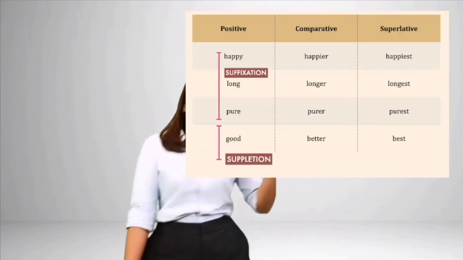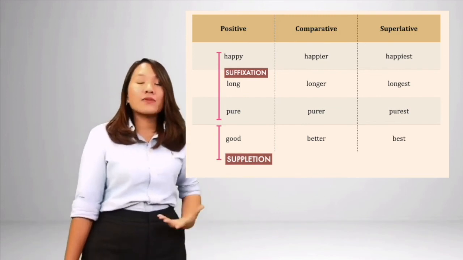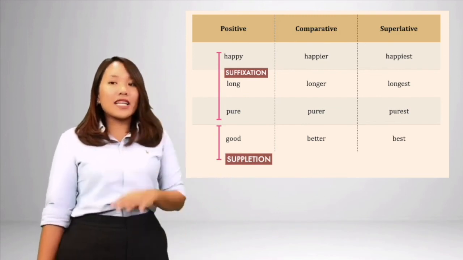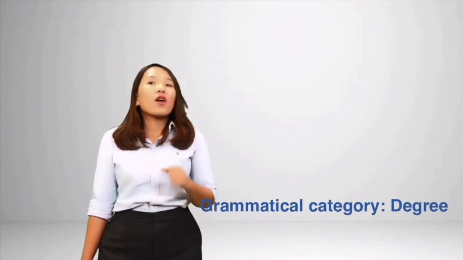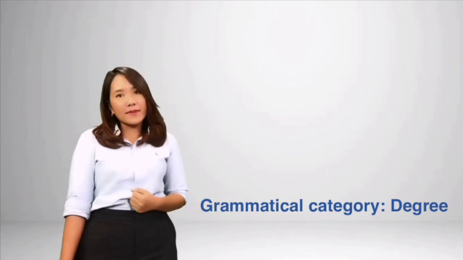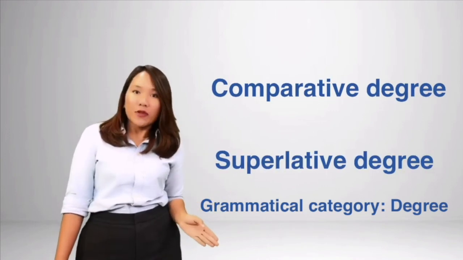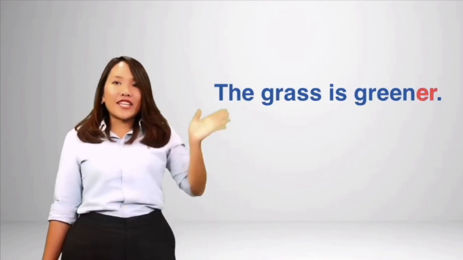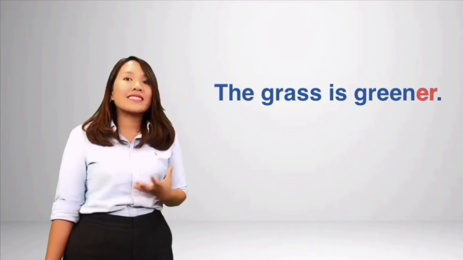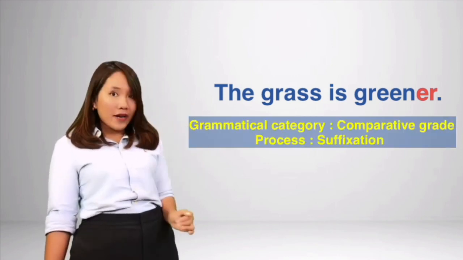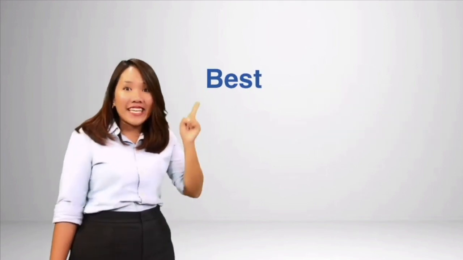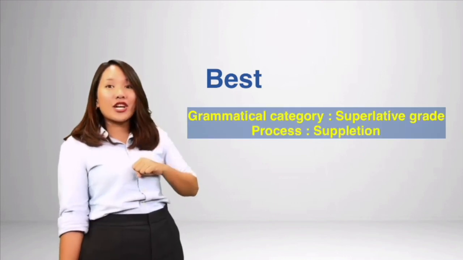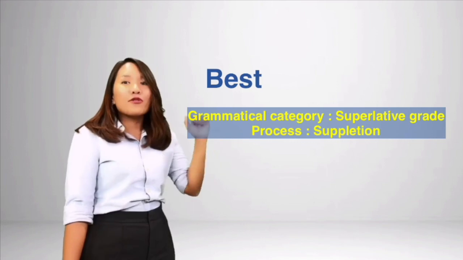For example, good, better, and best. In this case, we consider better and best as suppletion because it is totally changed. So, the grammatical category that is expressed through adjective is called degree. So, there are two types of degree according to the type of adjectives, which are comparative degree and superlative degree. So, we can say that greener is the adjective that receives the inflection to express the grammatical category called comparative degree through the process of suffixation. Or best is the adjective that receives inflection to express the grammatical category called superlative degree through the process of suppletion.